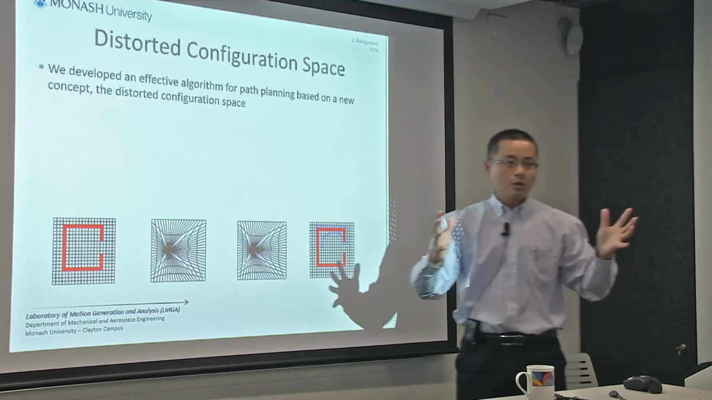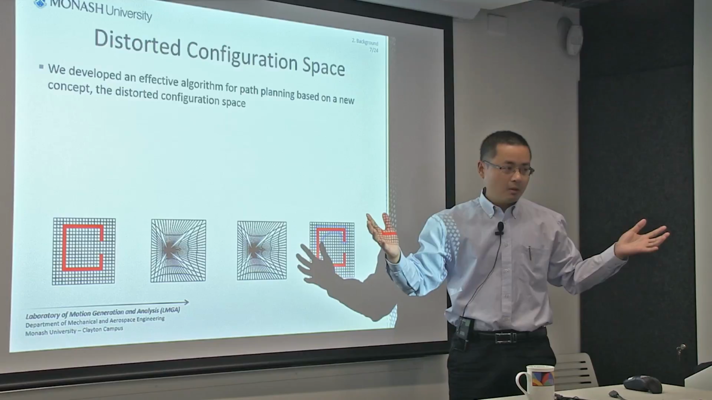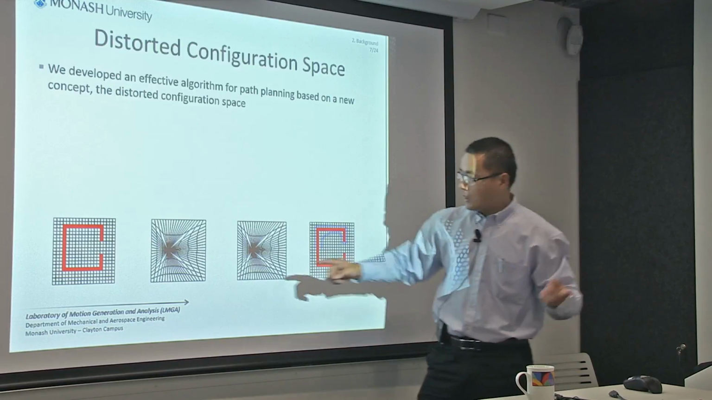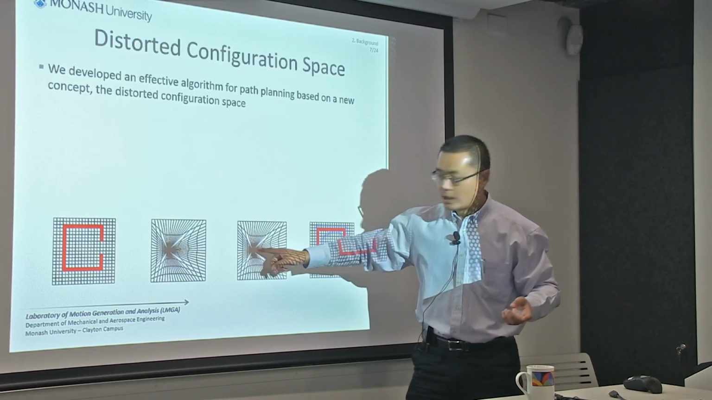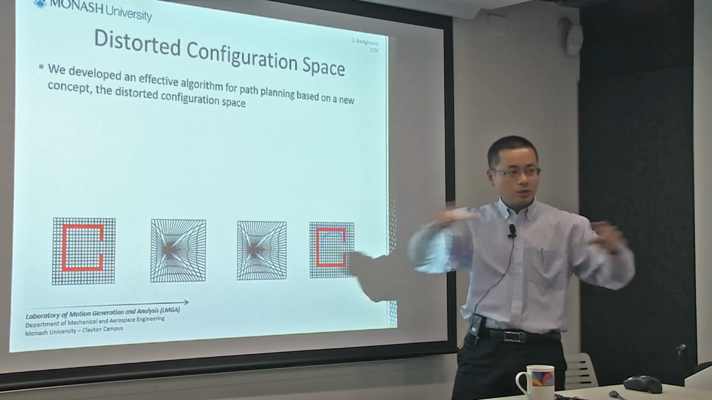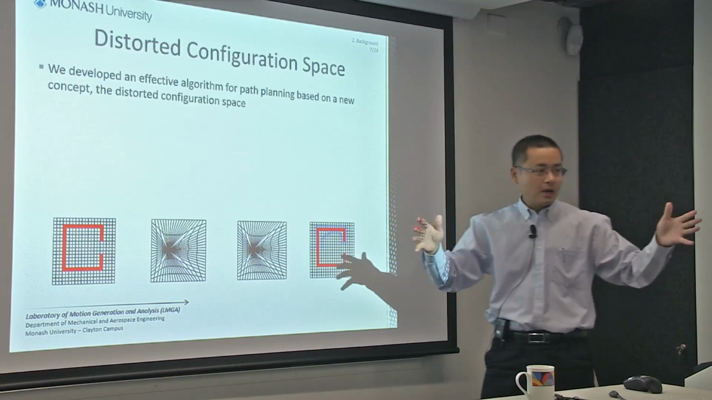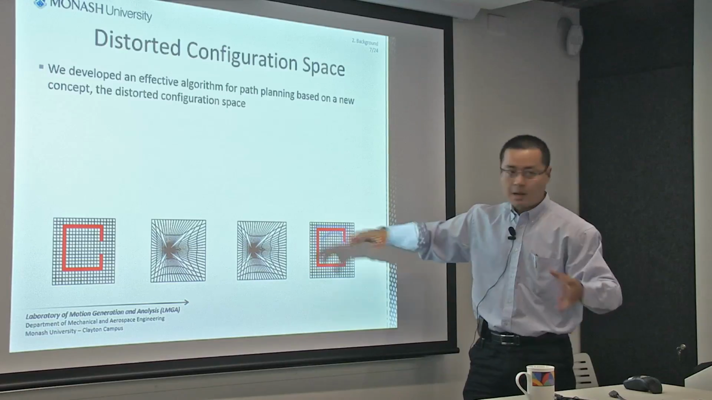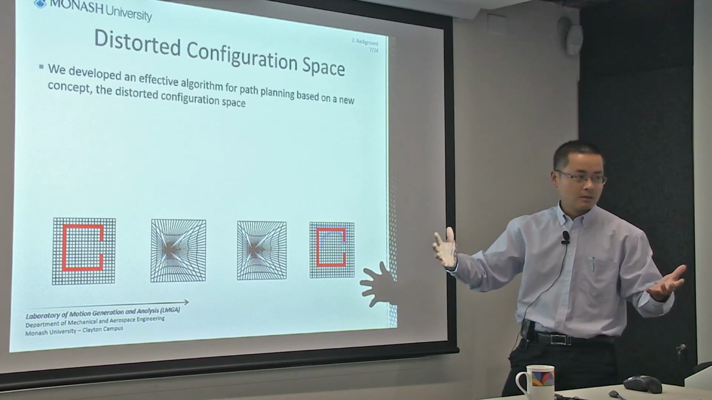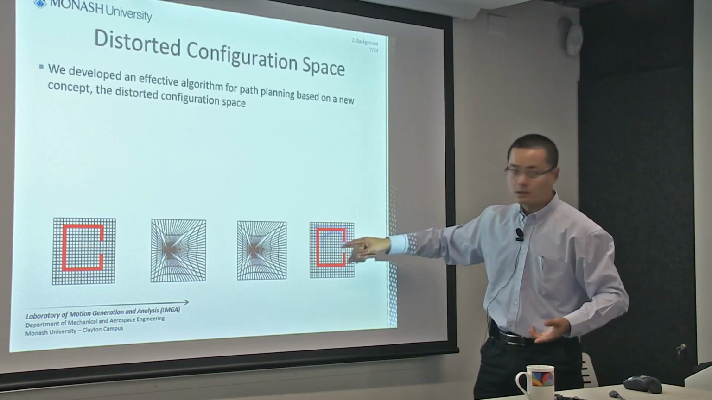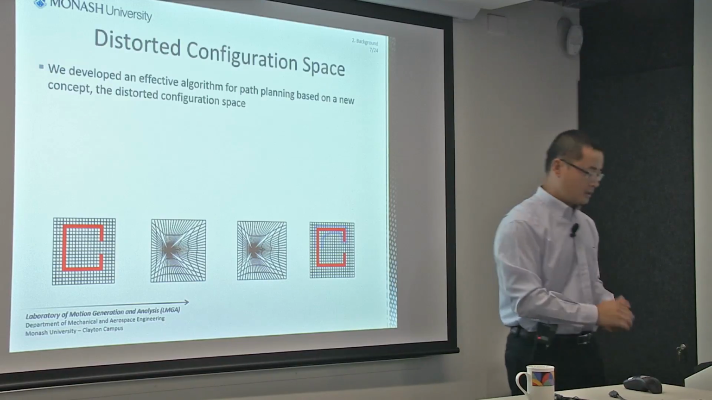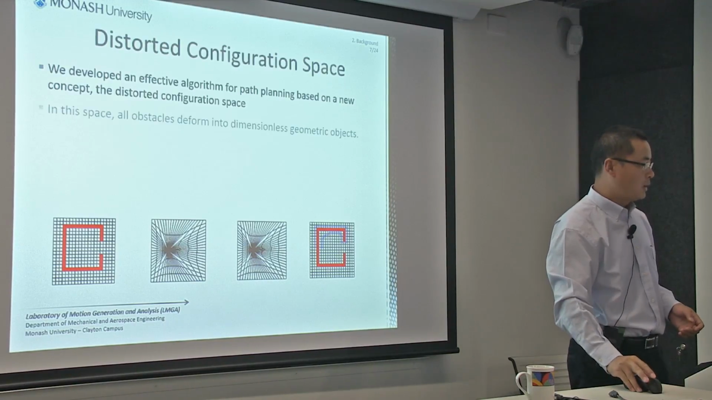But once it is distorted, there is no more obstacle anymore. So I can pick any two cells and just draw a straight line. There is a path. And then I just map it back to the original space. So I create a path here. It seems to be working pretty well.